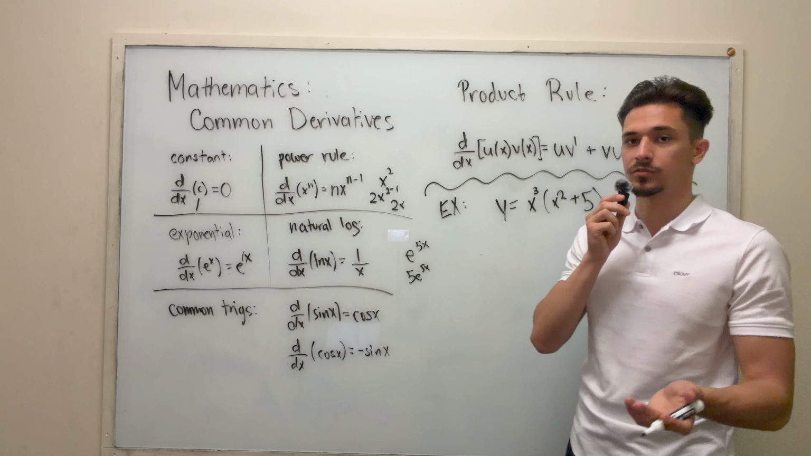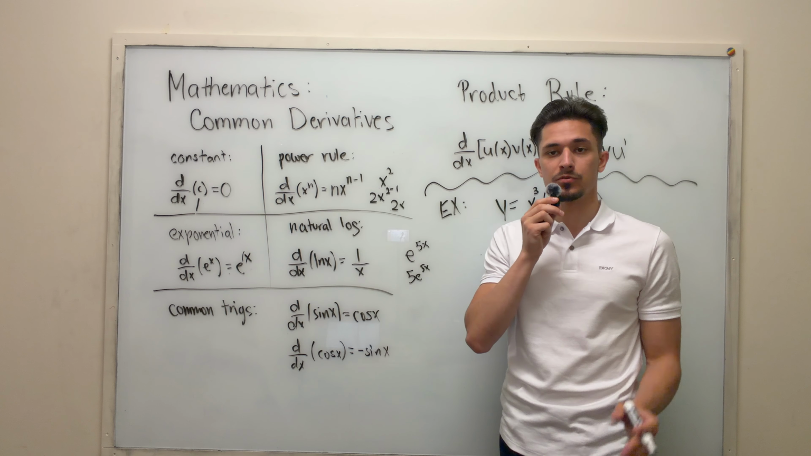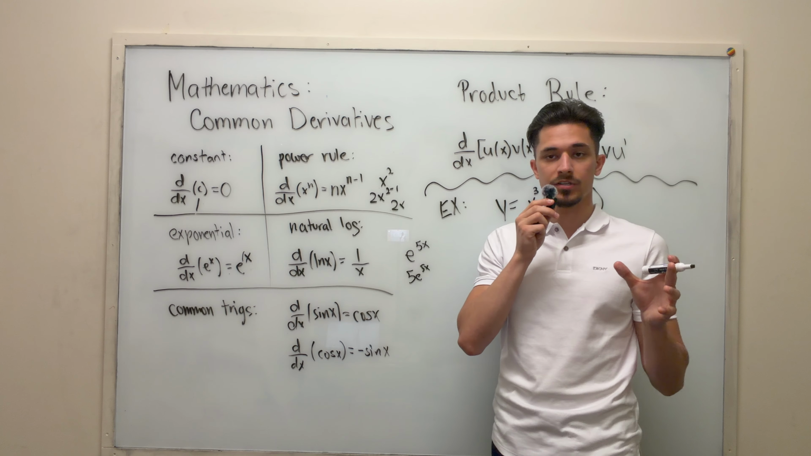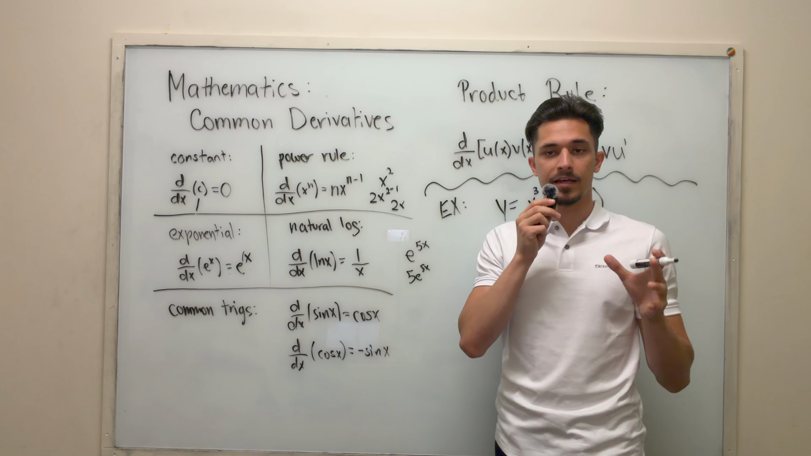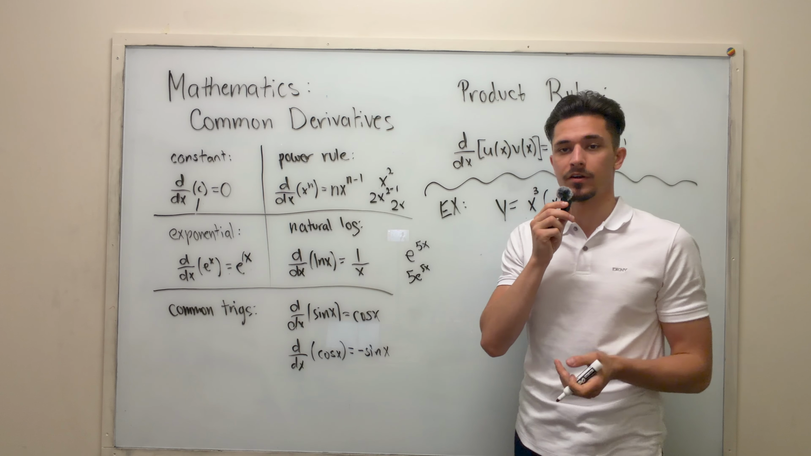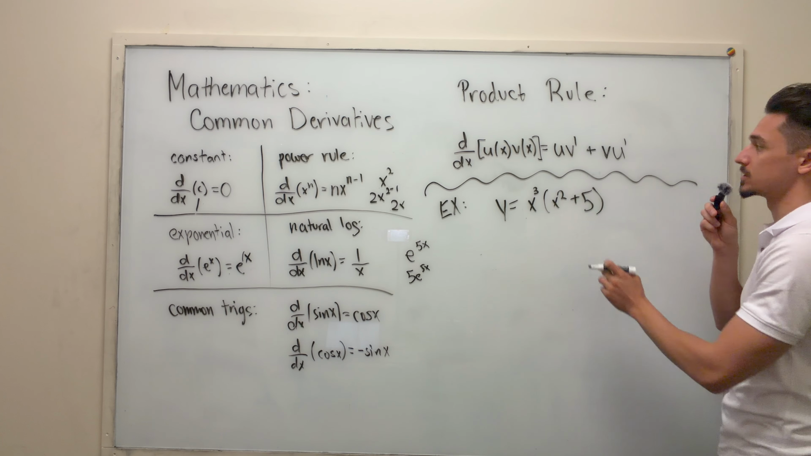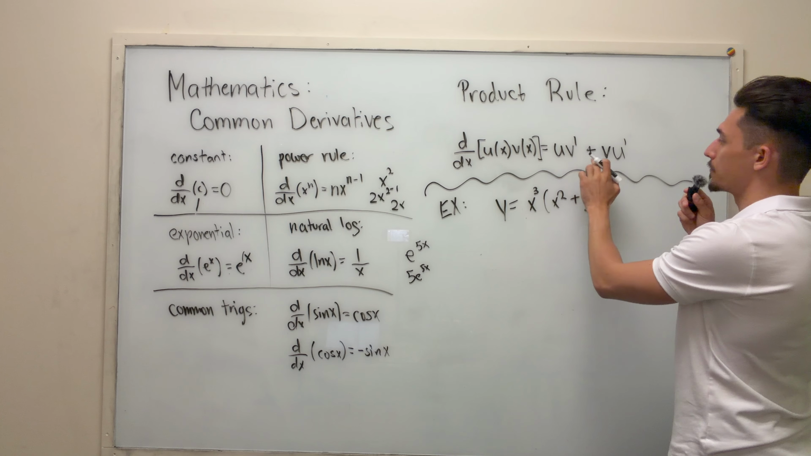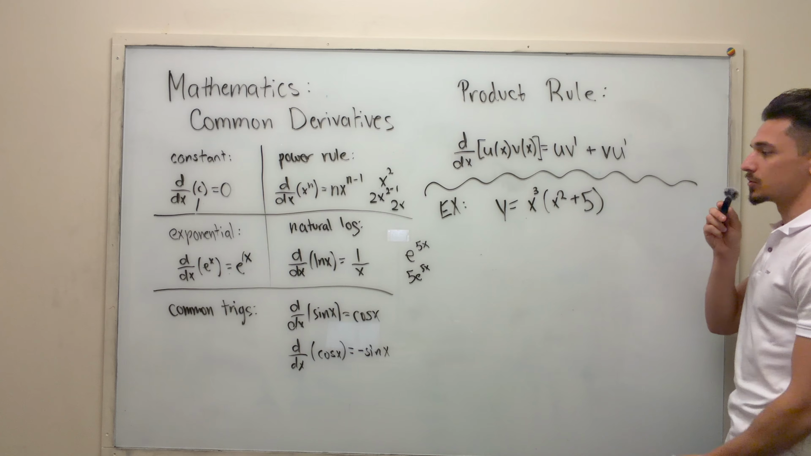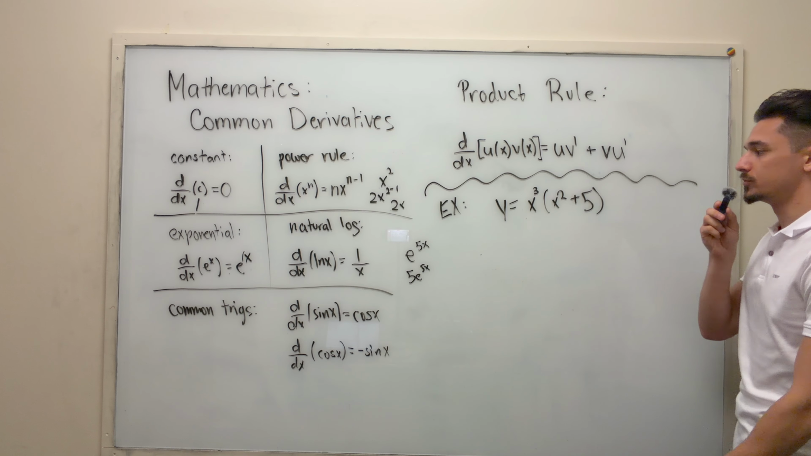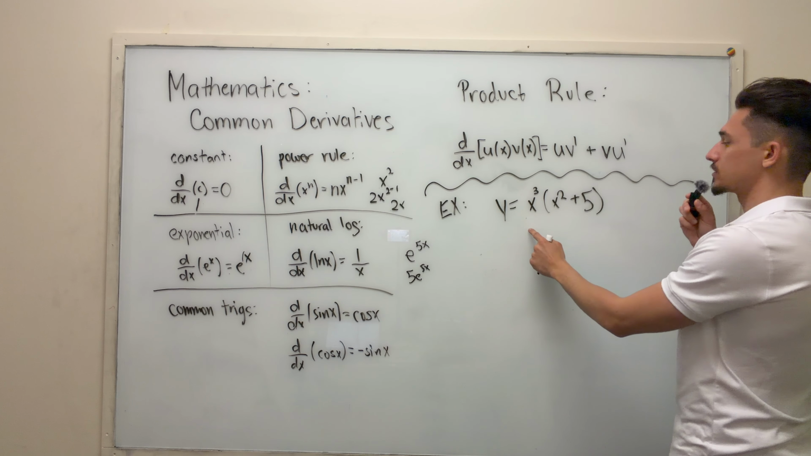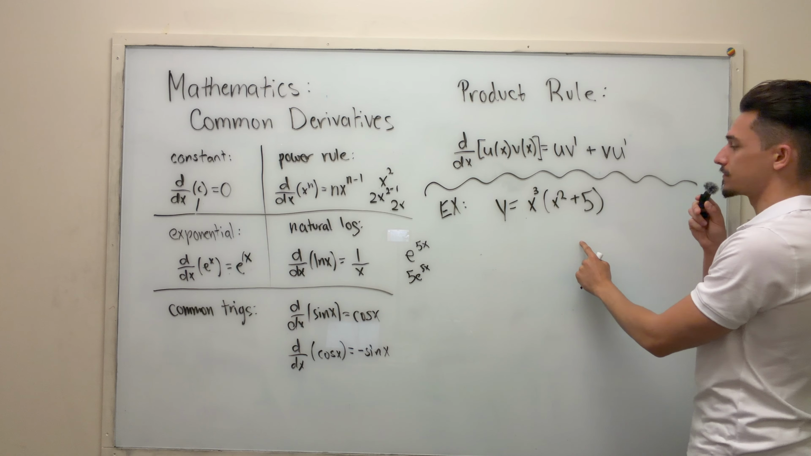Essentially, what the product rule is doing is, if you have two functions or two separate identities being multiplied by each other, there's a common product rule, which is u times v prime plus v times u prime. So I have an example on the board we're going to do. Let's say I have x cubed multiplied by x squared plus 5.